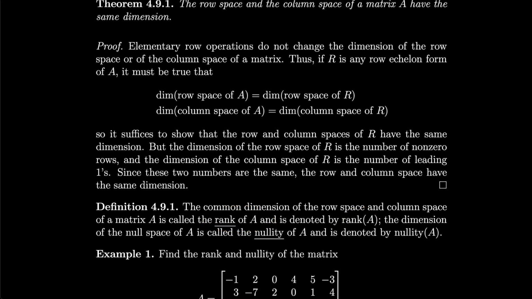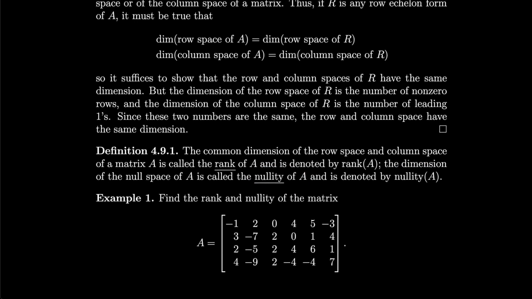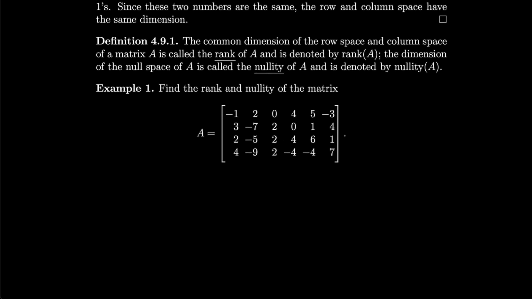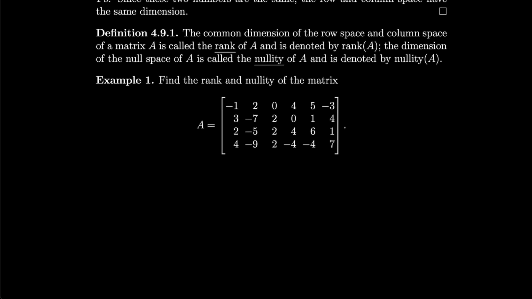The dimension of the null space of A is called the nullity of A, and is denoted by nullity of A. As an example, how about we find the rank and nullity of the matrix A given over here? So what we'll do is we'll first put it in reduced row echelon form and then just count up the leading ones. So how about we multiply the top row by -1 to get a leading one over there, and then we'll add 3 times it to this row, and 2 times it to this row, and 4 times it to this row, so that we can get zeros underneath.